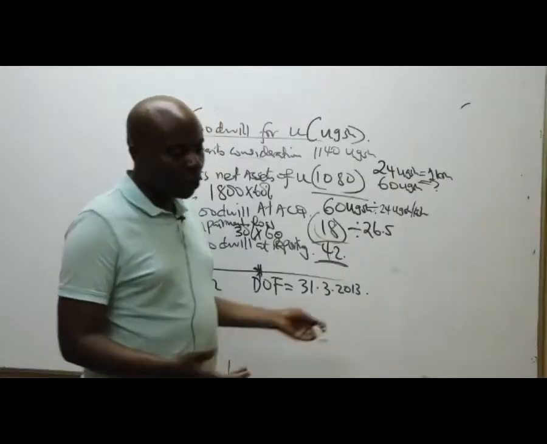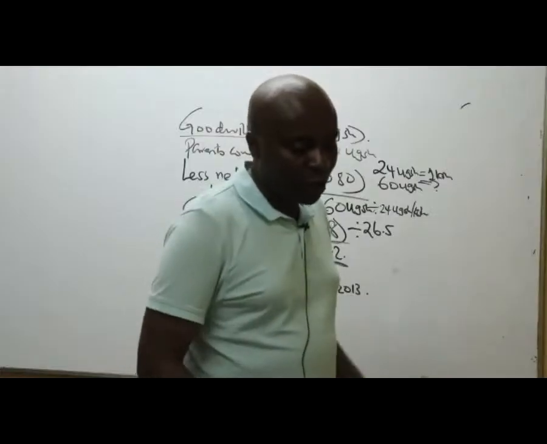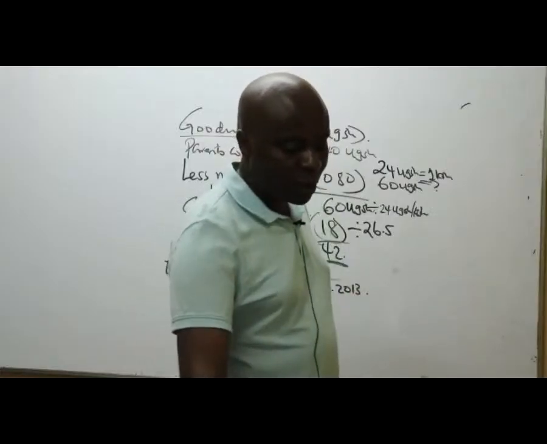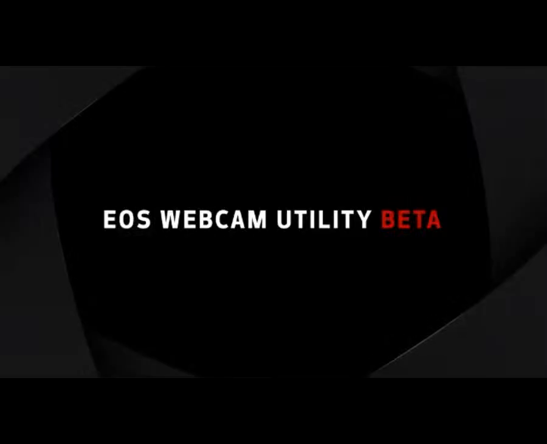Which rate? The closing rate, the end of year rate, the DOF rate, the date of financial statements rate. Our date of financial statements here is 31st March 2013, and you can see at 31st March 2013, the rate is 27.5. So in this case, put 27.5 there.